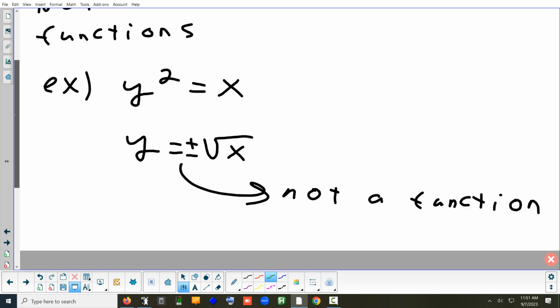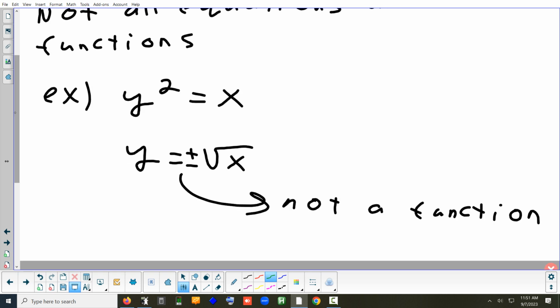Yep, right here. So this is a picture of something that's not a function. What does it look like? I already drew it for you. It looks kind of like a parabola on its side. It's the top half and the bottom half of the square root. How would you know to draw both halves? Plus or minus.